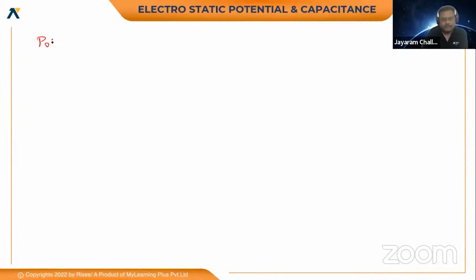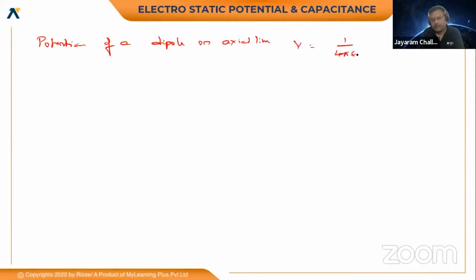Potential of a dipole on the axial line is V equal to 1 by 4 pi epsilon naught, that is P by R square. The same thing, potential of the dipole on the equatorial line is zero. Dipole means obviously you'll be having a positive charge as well as a negative charge like this.